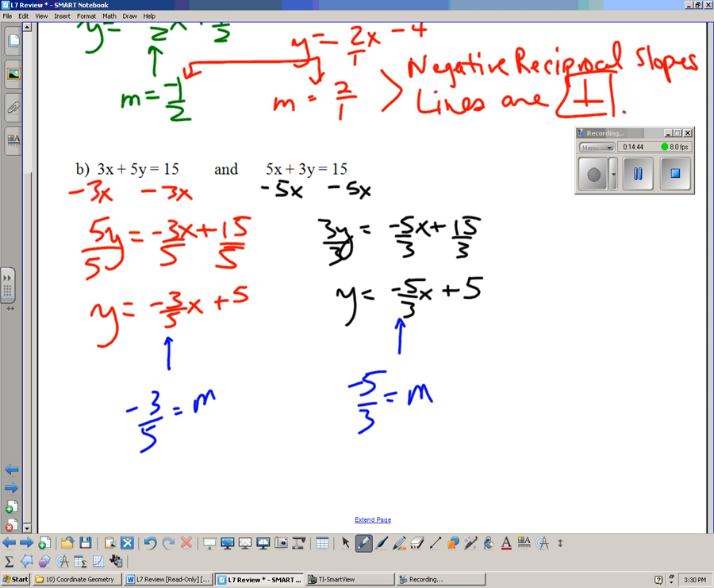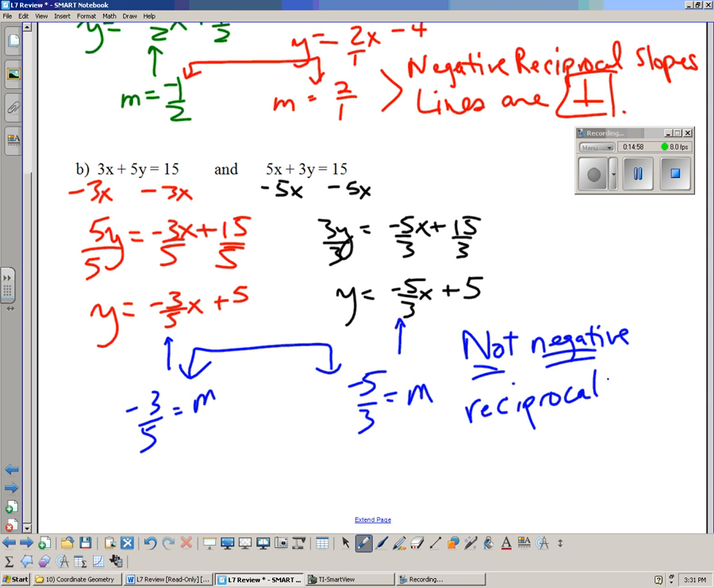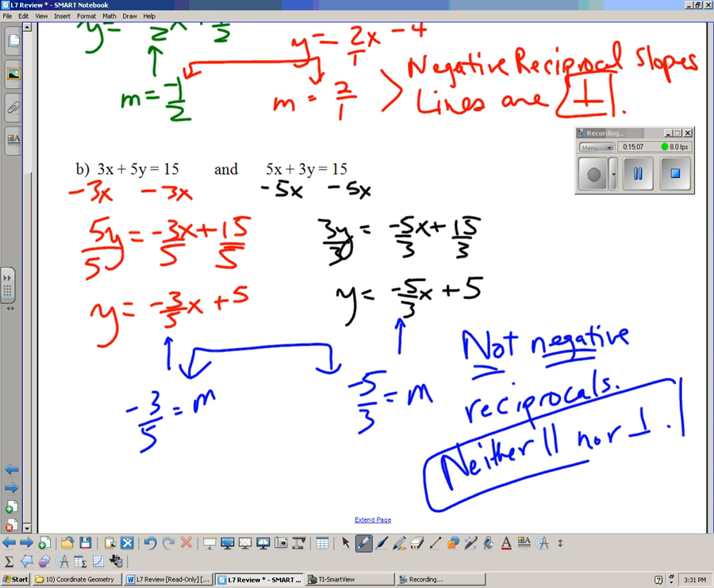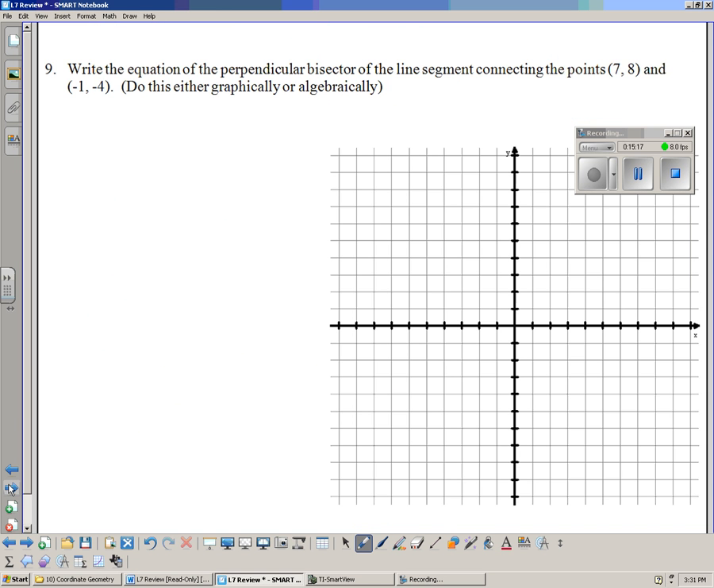Now, those are reciprocals, but they're not negative reciprocals. Okay? Because they don't have different signs. So the lines are neither parallel nor perpendicular. In order for the lines to be parallel, they have to have the same exact slope. So for example, -3/5 here, the slope would have to be -3/5 over there, and it's not. All right, two more here.